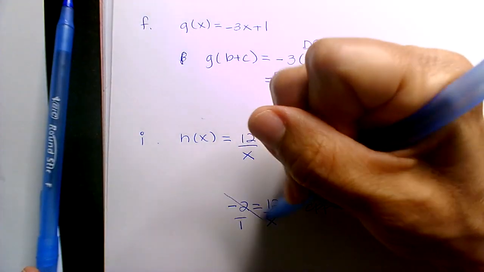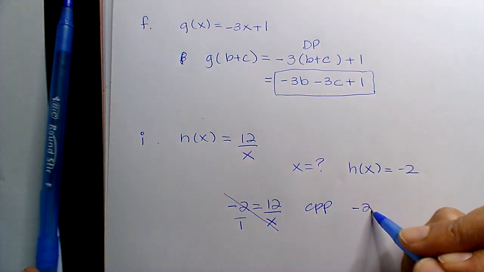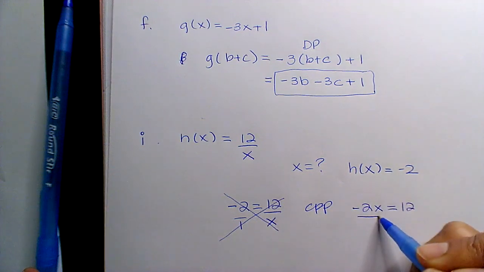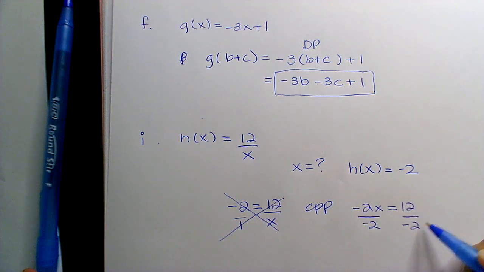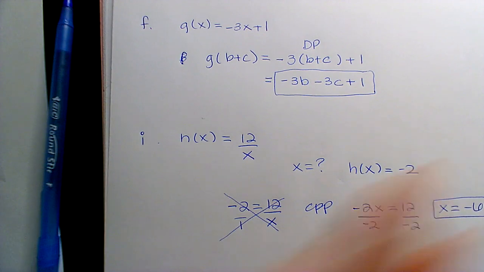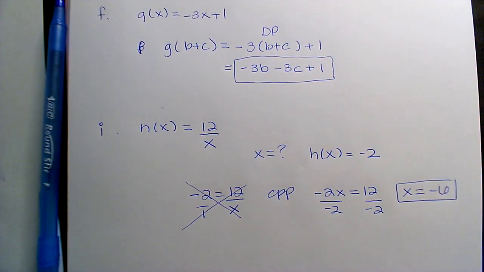So then what is negative 2 times x? Negative 2x. What's 1 times 12? 12. And so then you would divide by negative 2, and you get negative 6. So that's the cross product property. It's just a shortcut to the reciprocal property, and then you would multiply or divide both terms.